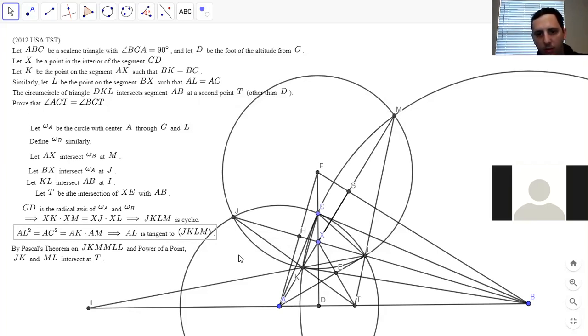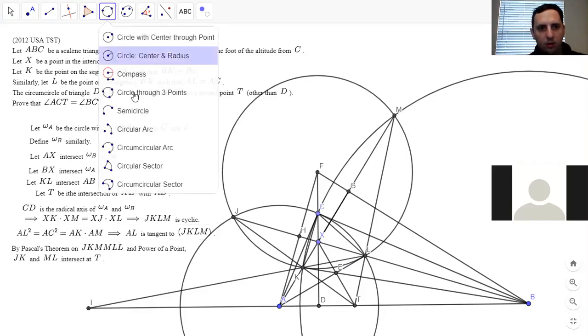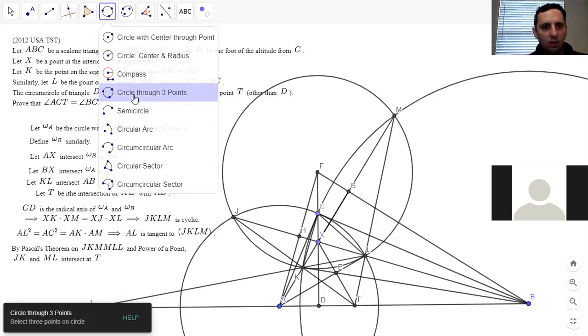No, we should first prove that KLTD is cyclic. Yeah. Then we can show that J, D, T, but I don't know how to prove. After that, from the radical axis theorem, I is on JM. Okay.